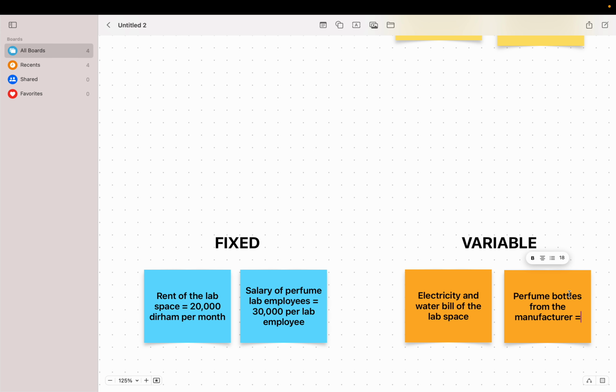Perfume bottles from the manufacturer. This depends on the demand, right? Maybe one month I have 1 million people wanting perfume bottles, so I order like 1 million from the manufacturer. Whereas another month, let's say it's not going that well, and I need 500,000. So that means I'm not gonna order overstock from the manufacturer. I'm gonna order 500,000. So how much you pay for those depends on the month. It changes every month. So we call these variable costs.